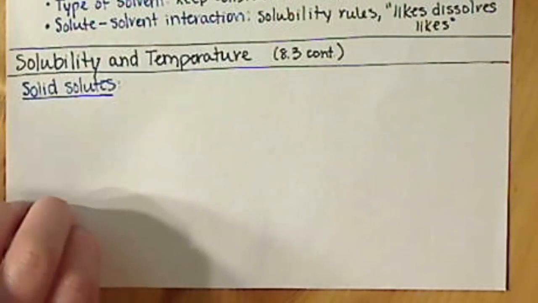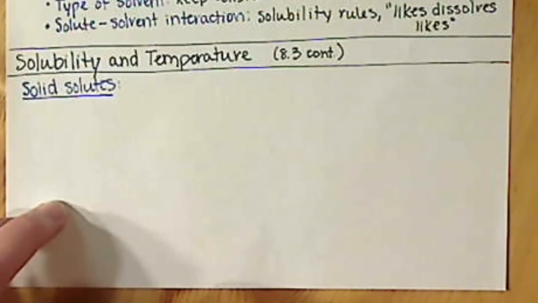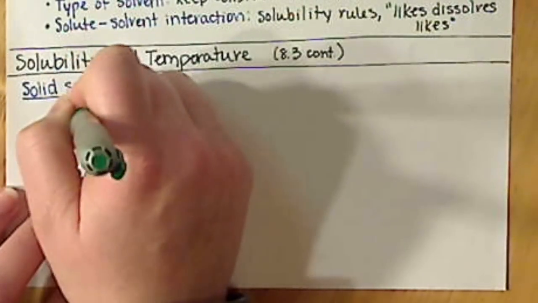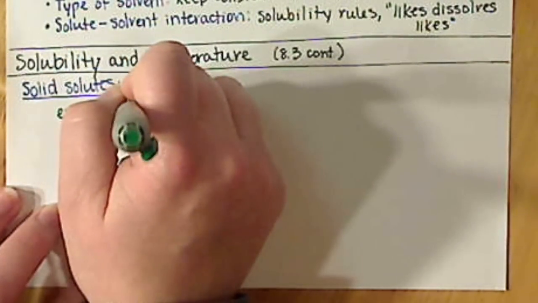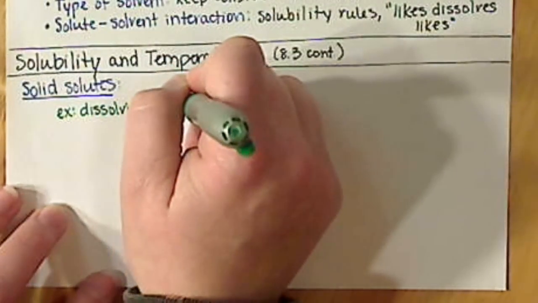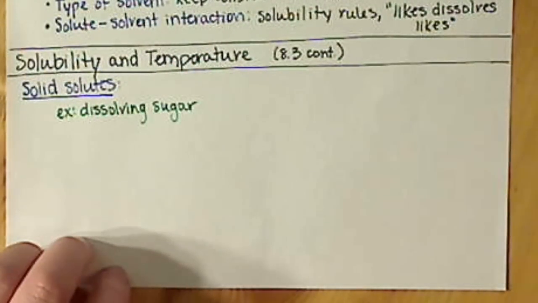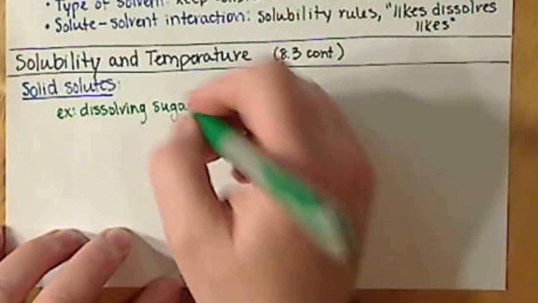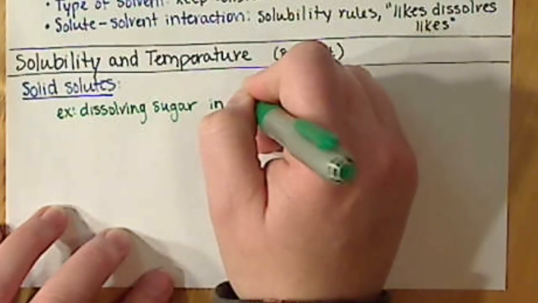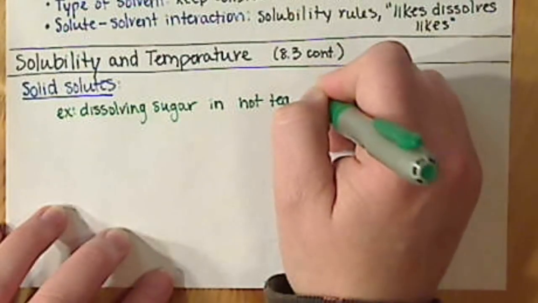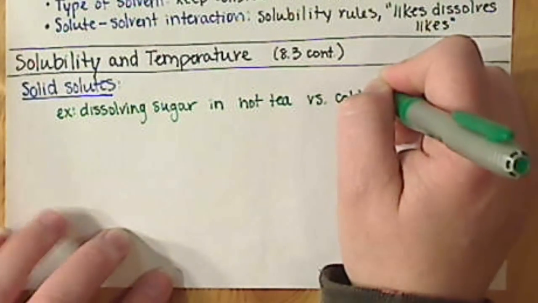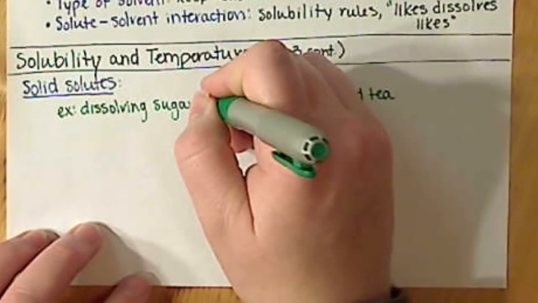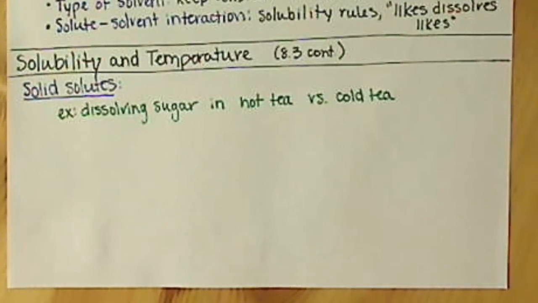So kind of the example that we've been working with, or at least discussing so much, is, say, sugar, and dissolving sugar. And rather than just talking about a simple syrup solution, the comparison that I like to do is dissolving sugar in hot tea versus cold tea. Okay, which one is easier? Is it easier to dissolve sugar in hot tea or cold tea? Okay, or iced tea?